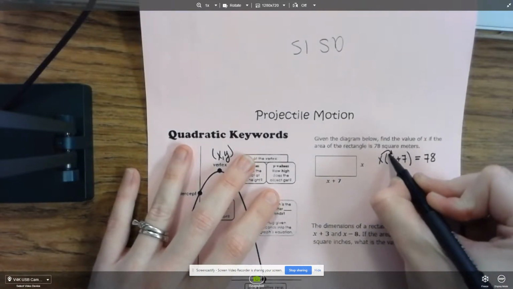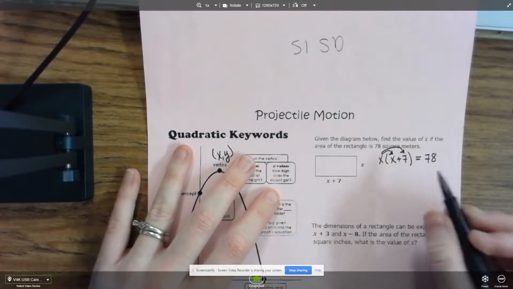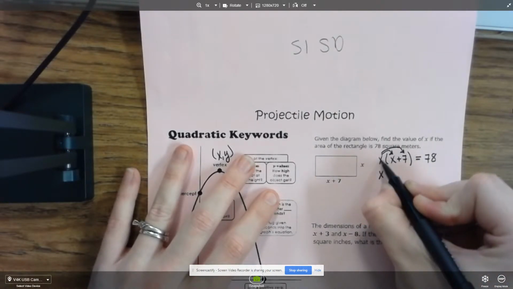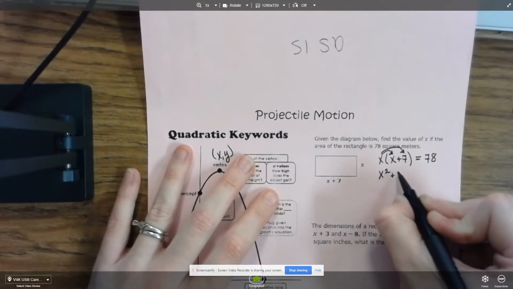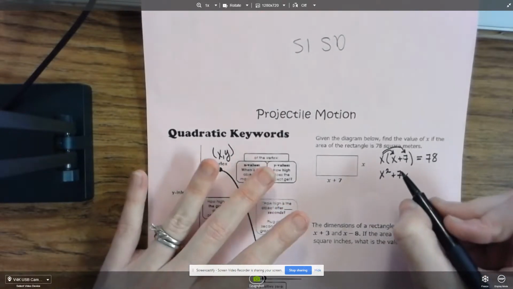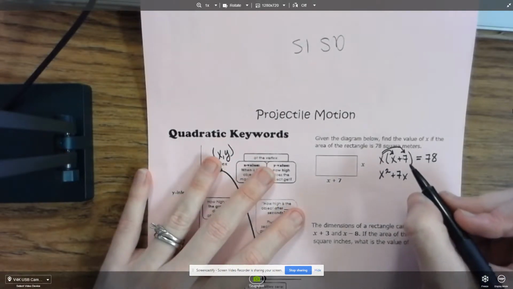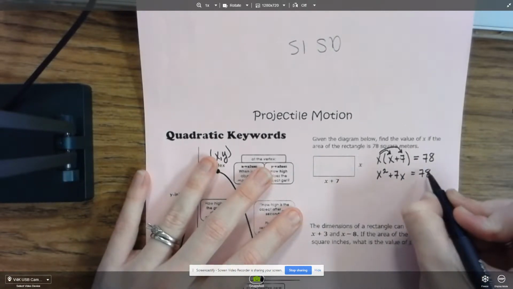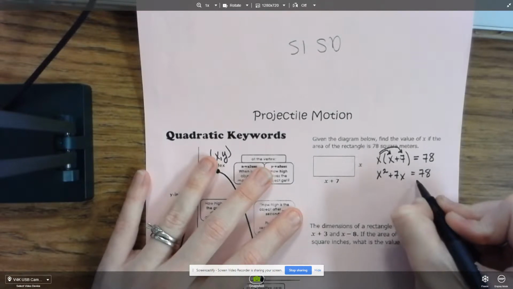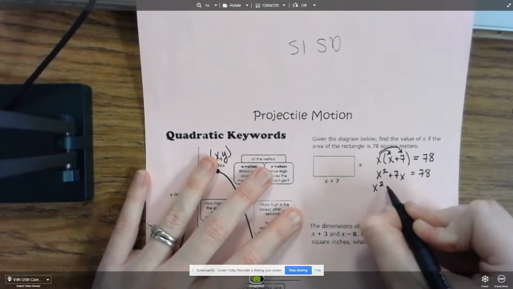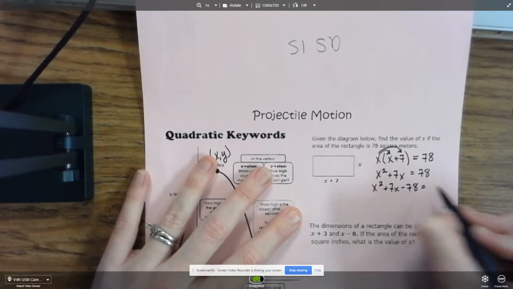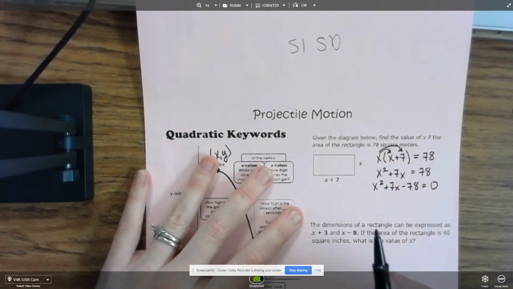We can break this down. We have to distribute the x across everything inside the parentheses. So x times x is x squared, and x times 7 is plus 7x, and that's going to equal 78. If I want to make it a quadratic, I need to move the 78, so I would subtract the 78 from both sides. Now it's going to equal 0.